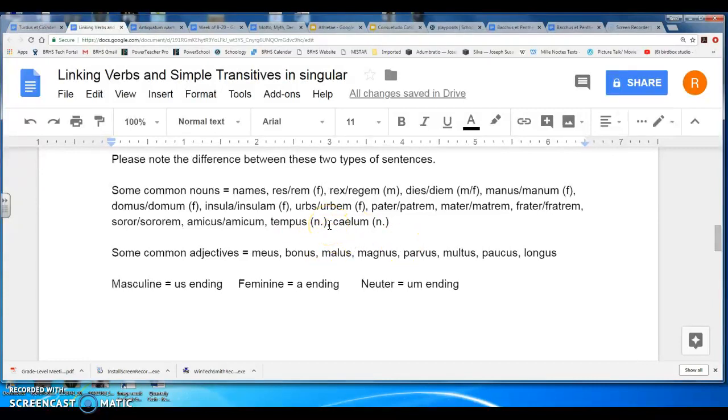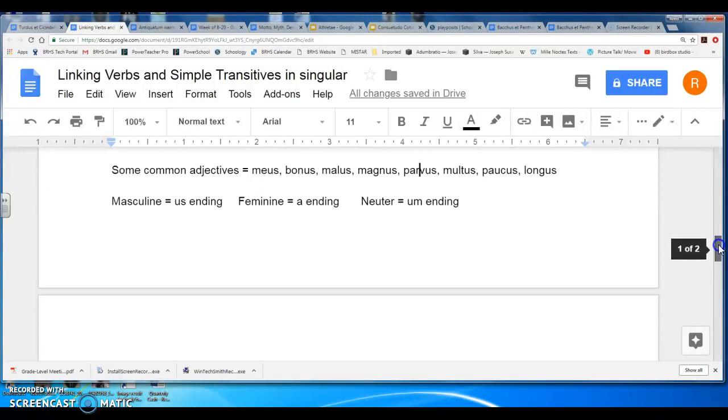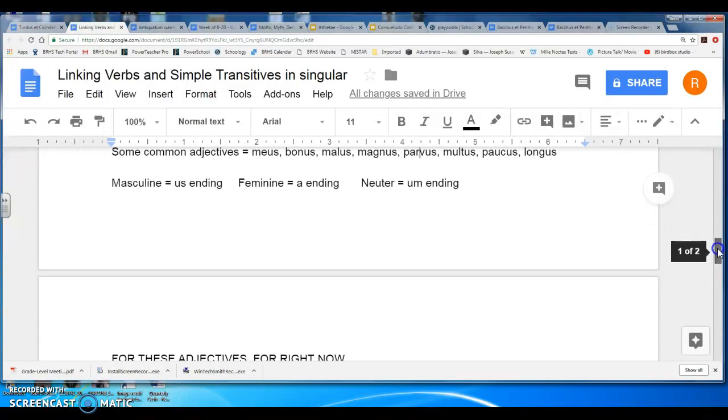So these are all nouns that you should remember. We're just going to basically practice remembering when to use the accusative case and when to use the nominative case. Here are some adjectives that we would be using with the linking verbs, like my, good, bad, large, small, many or much, few, long. Think of some phrases that you might want to learn how to say, and you can ask that to Magister tomorrow when we do our in-class assignment.